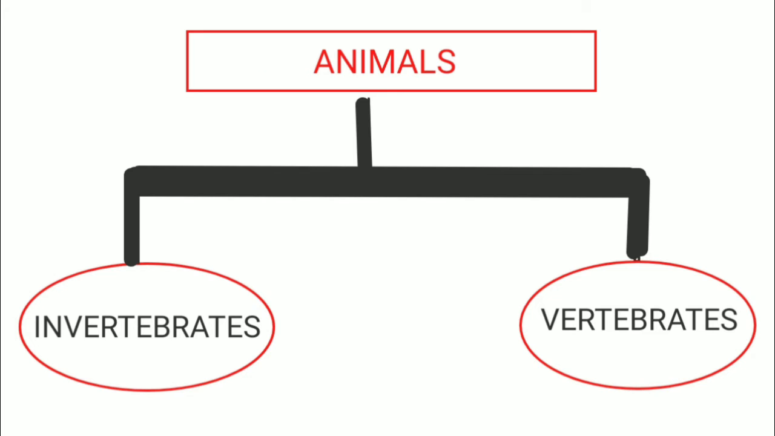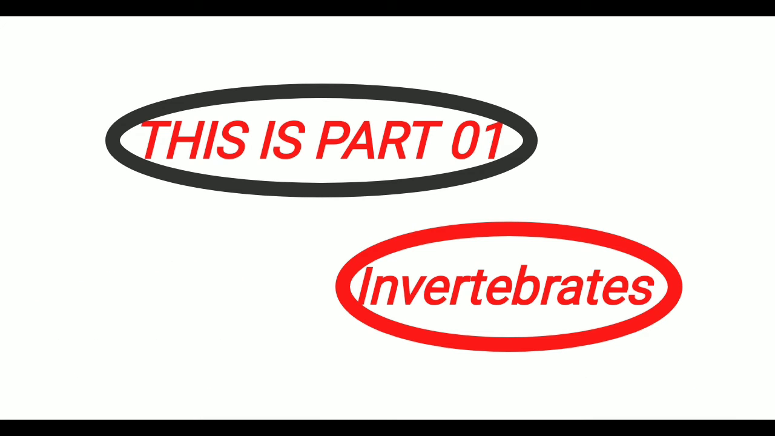That is how we can mainly divide them, by considering their common features. That feature is having a backbone or not having a backbone. We can also say vertebral column for backbone. This is part 1, invertebrates. We have to learn in this part of the chapter about invertebrates. Invertebrates mean animals that haven't any backbone.